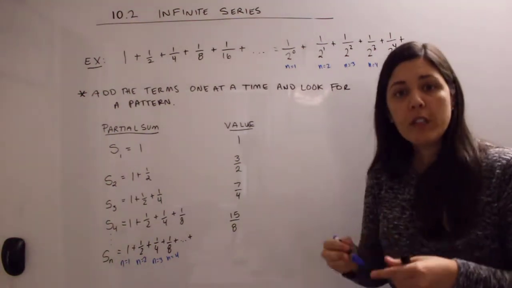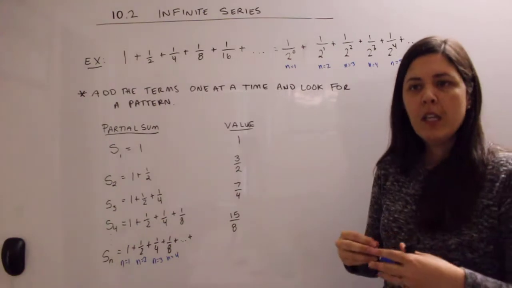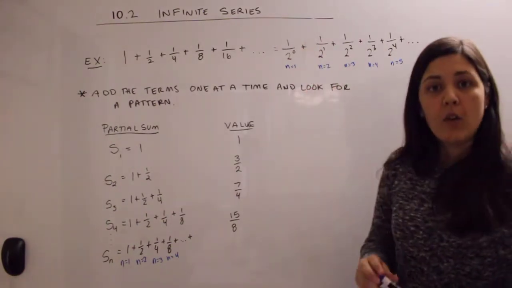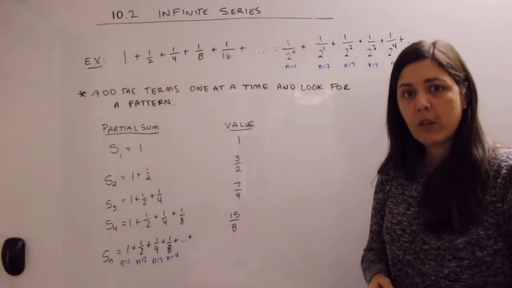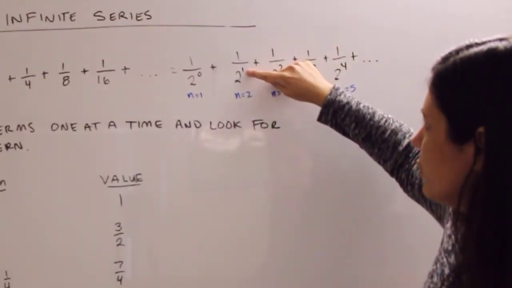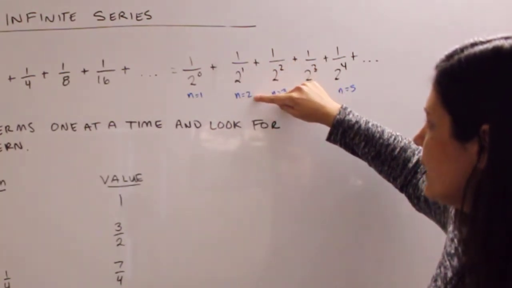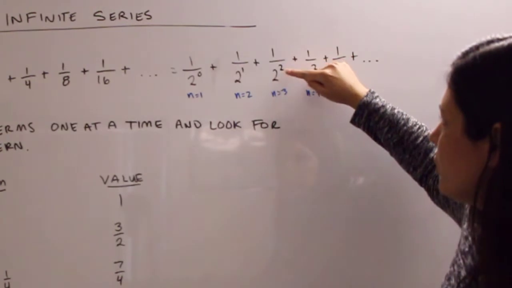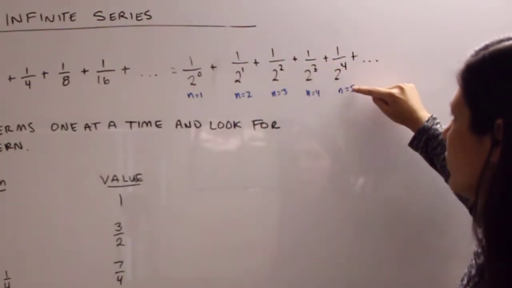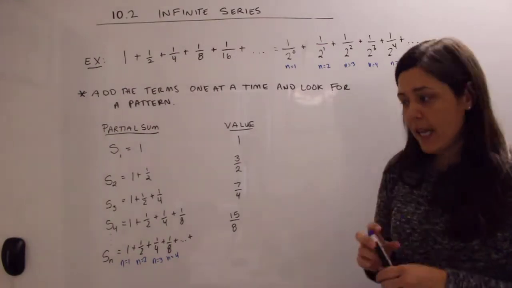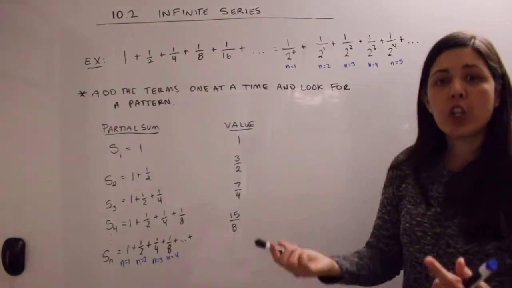Alright, so what you're looking for is some kind of relationship between your terms and your n values. And hopefully you see it. Are you seeing what I'm seeing? The power here on 2 is always 1 less than this number. So when n was 3, this power was 2. When n was 4, this power was 3. When n was 5, this power was 4. Okay, so that's good. We recognize that, and that's going to help us write our nth term.